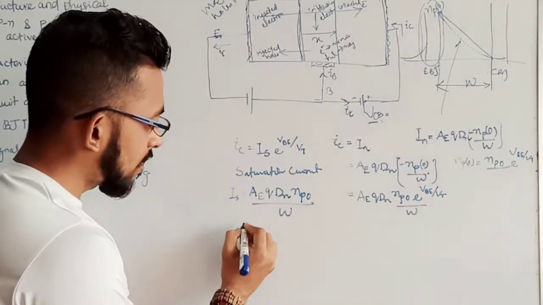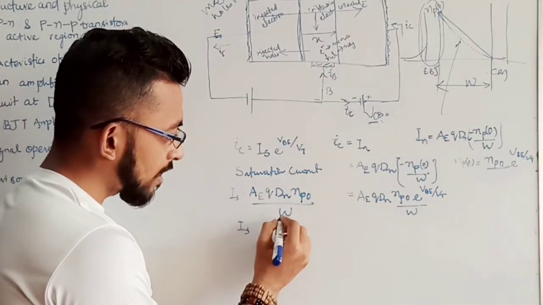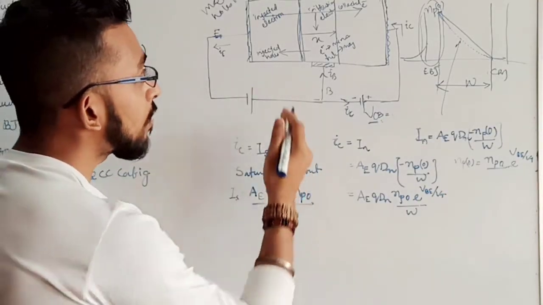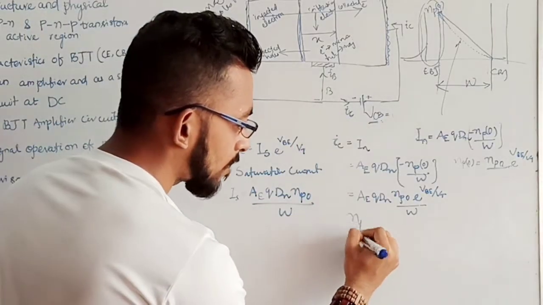You can see here my IS, but one more thing before going to that. What is our NP? Here we are talking about this N and P side. So what does NP mean?